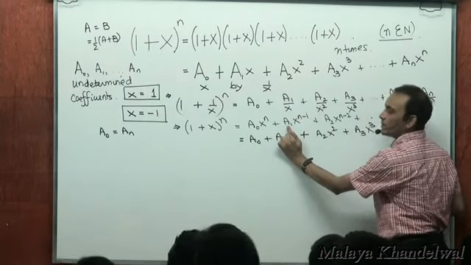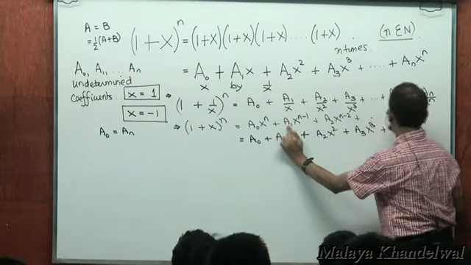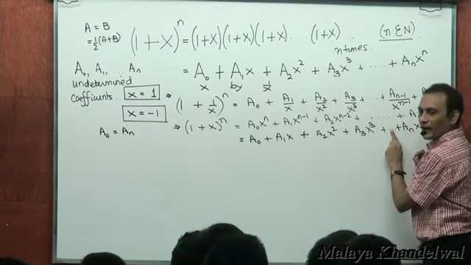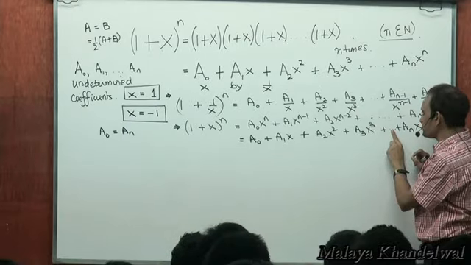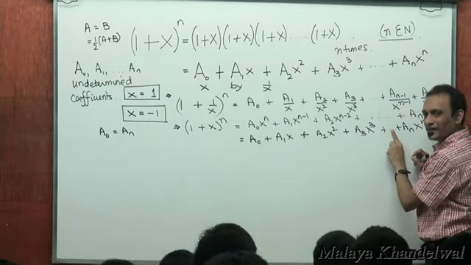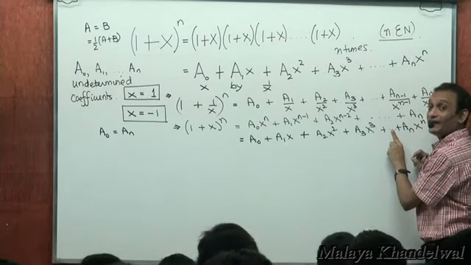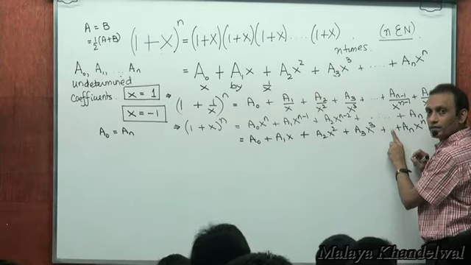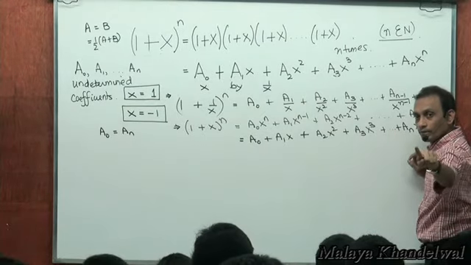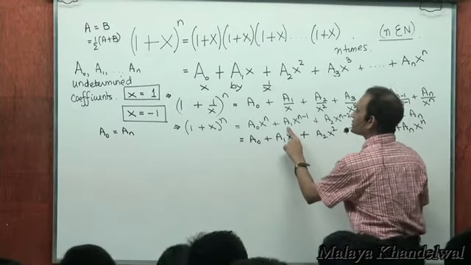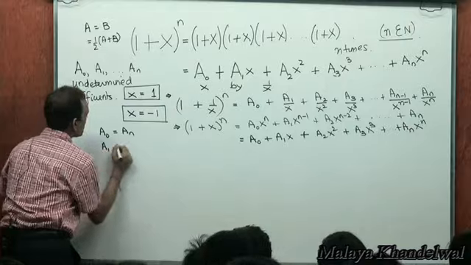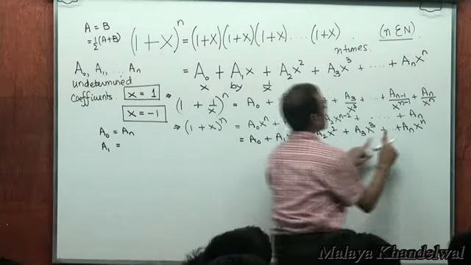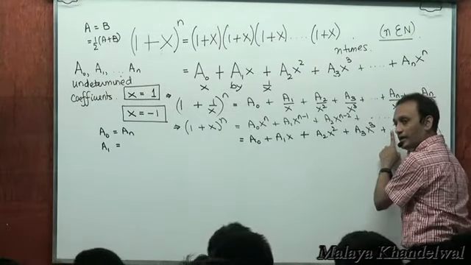What's the coefficient of x power n minus 1 here? a1. What would be the coefficient of x power n minus 1 here? a n minus 1, right? The term just before this must be a n minus 1, which is the coefficient of x power n minus 1 on the right hand side. So the coefficient of x power 1 on this side, a1, must be equal to the coefficient of x power n minus 1 on this side, which is a n minus 1, isn't it?